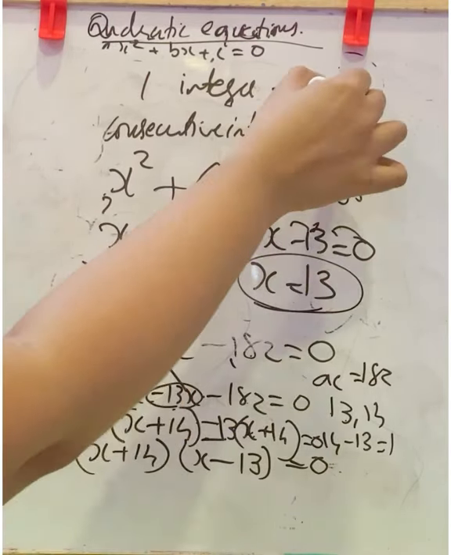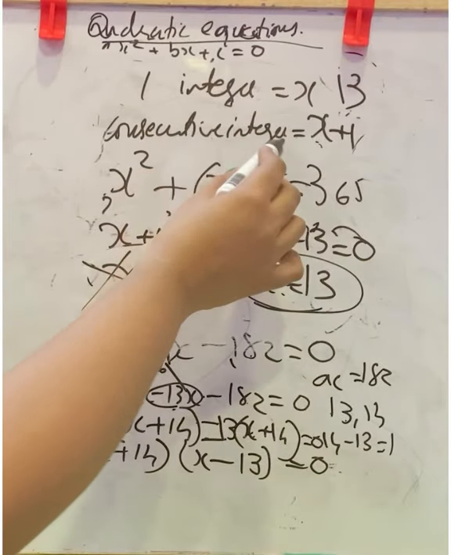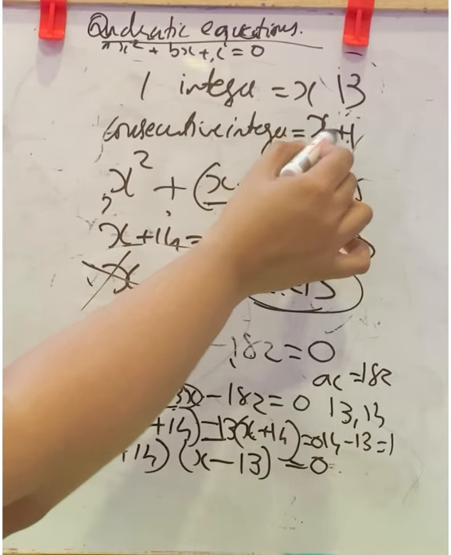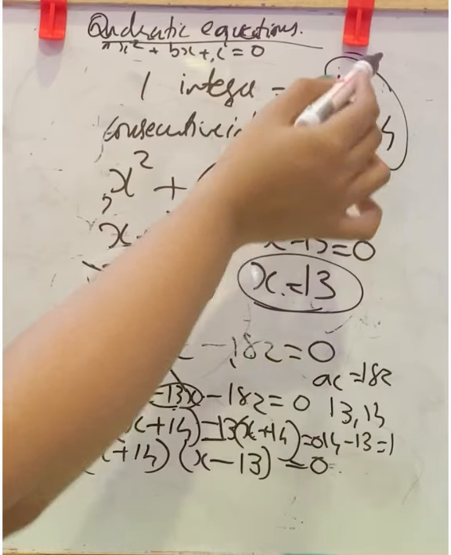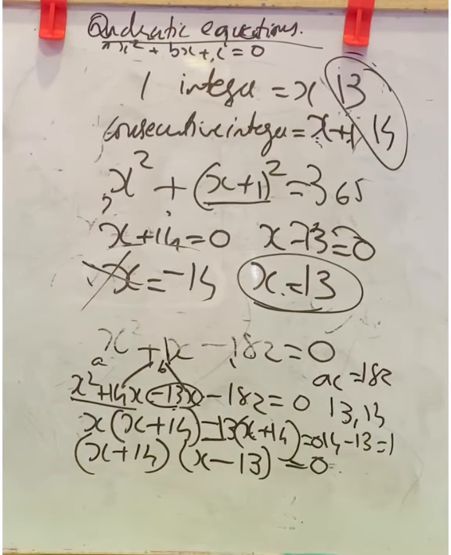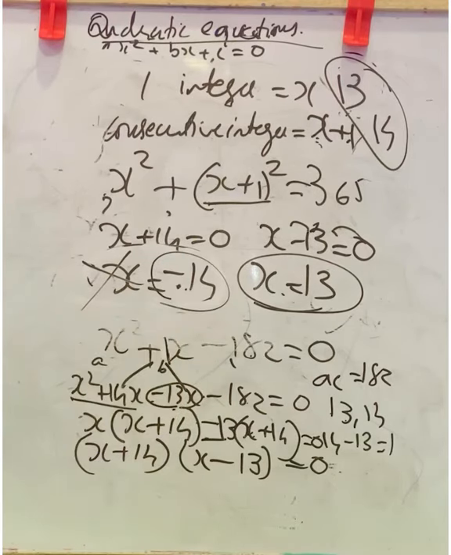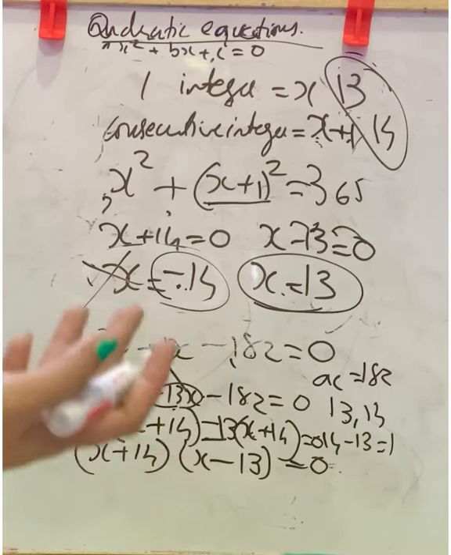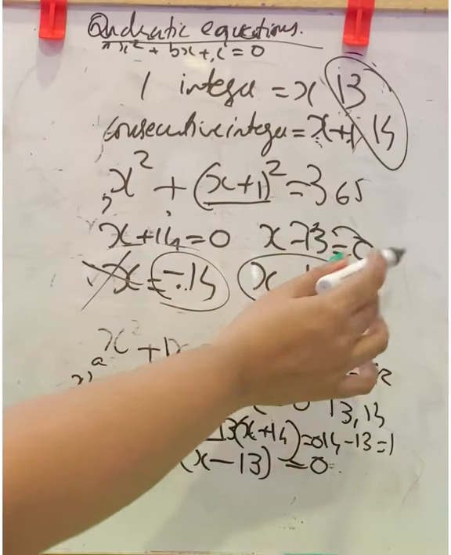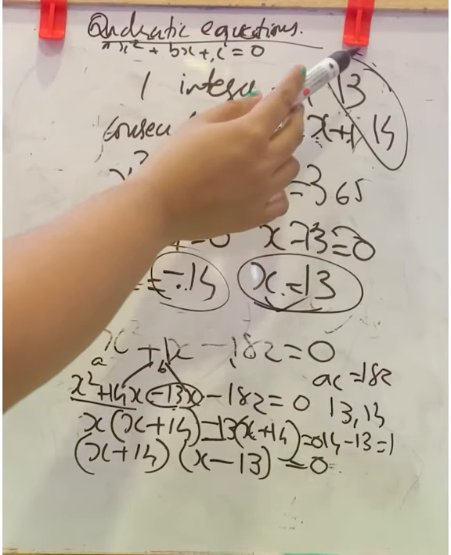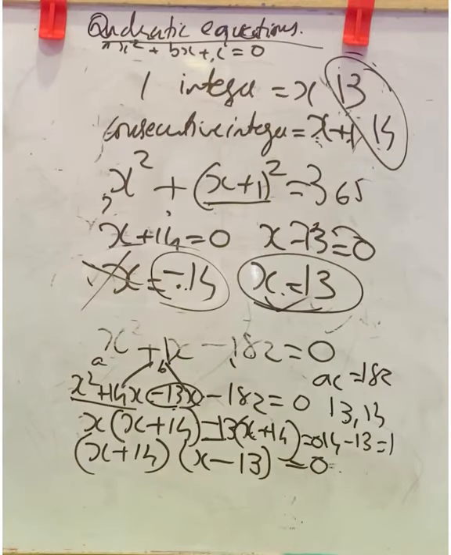So if x is 13, the other consecutive integer will be 13 plus 1, that is 14. Those are the answer. 13 and 14 are the two numbers, consecutive positive integers. You don't want to check with this because it is a negative. In the question itself it is given positive integers. So consider only this. Then you will get two integers as one is 13 and one is 14.